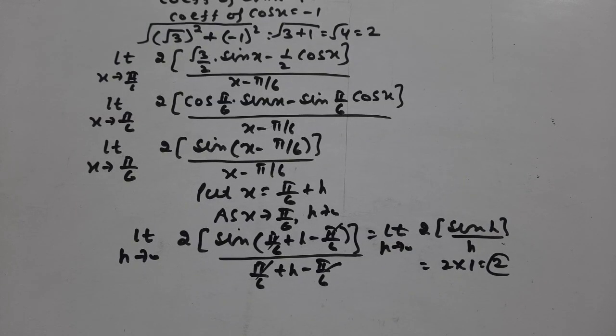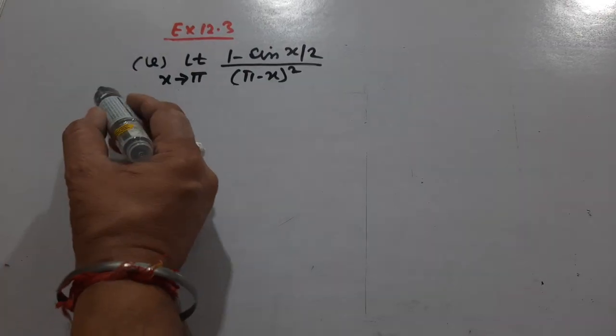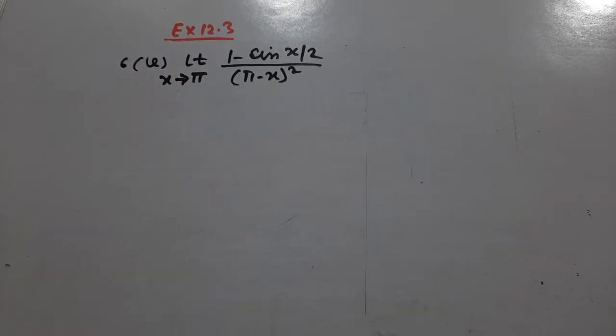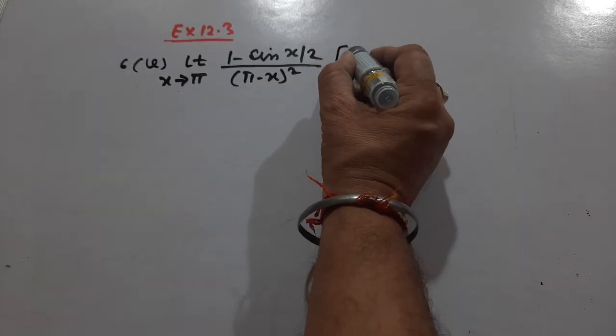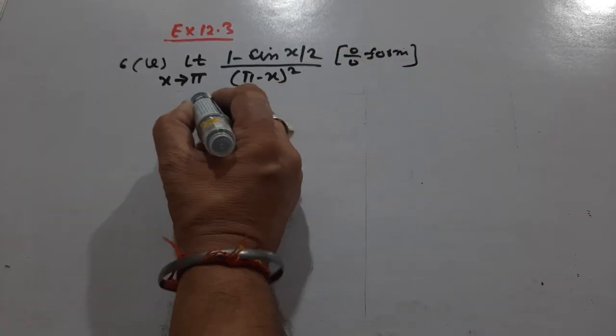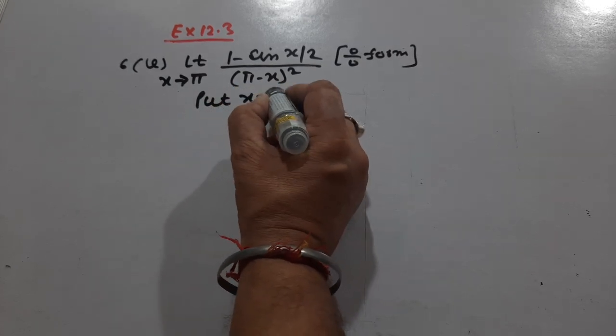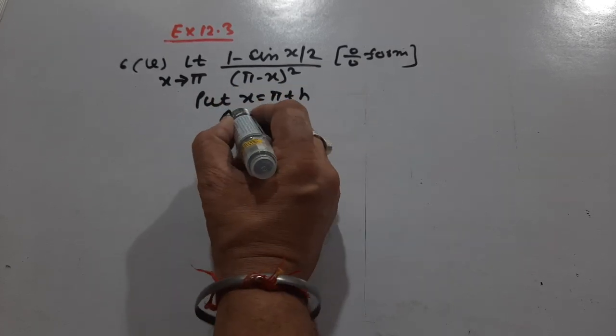Now students, I hope this is clear to you. Now students, let us start with the fifth part of sixth question. Question is limit x tends to pi, 1 minus sin x by 2 upon pi minus x. If I put pi over here, then we get 0 upon 0 form. So to do this question, we put x equal to pi plus h.